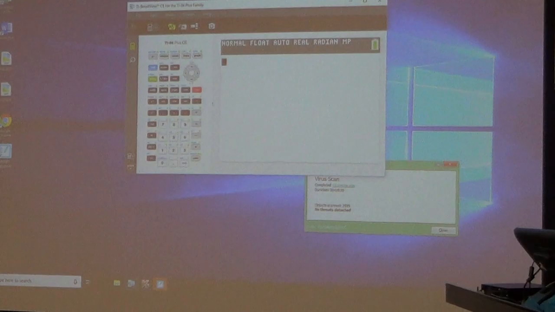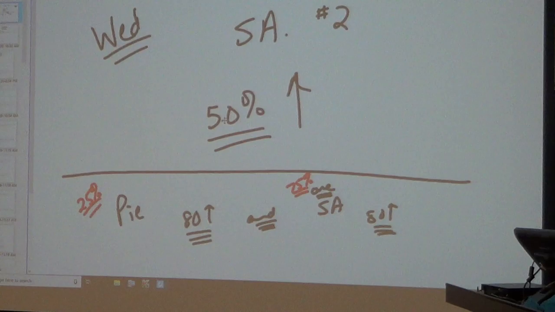Now, 50% is where I want you today, 50% or higher, for schedule assessment 2, because we're about at the halfway point. And whether you are above or below 50%, remember I want you to look at what your pie is before you start your test, and I want your pie to be about at that grade when you finish. And if you forget to look, I can look when we finish. So that's our goal for today.